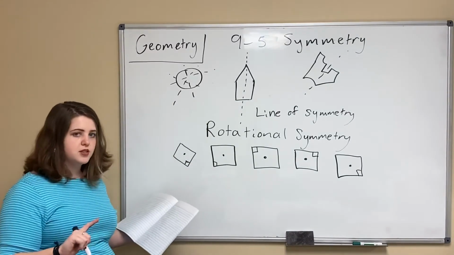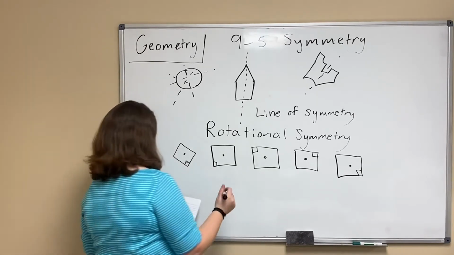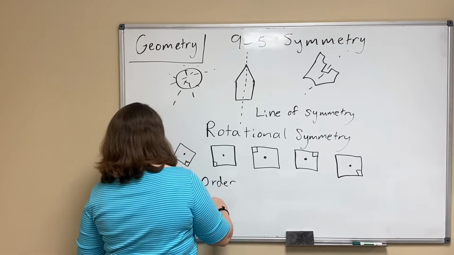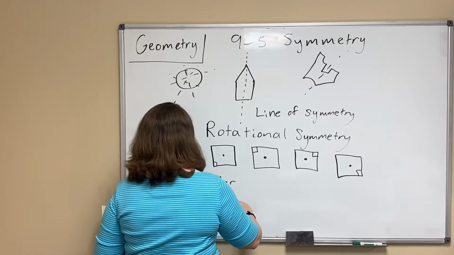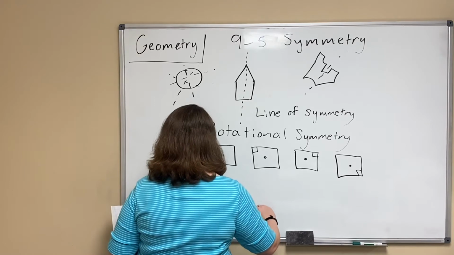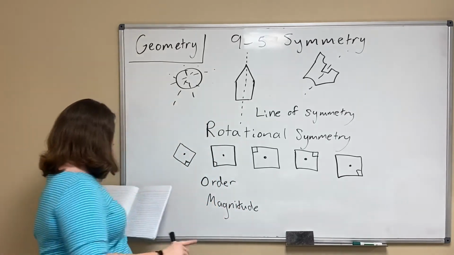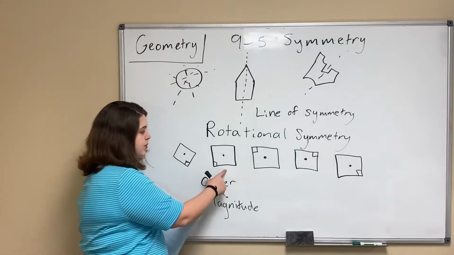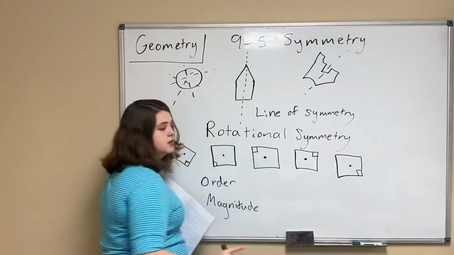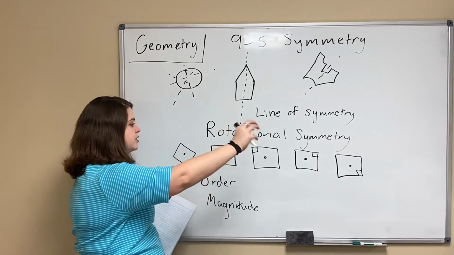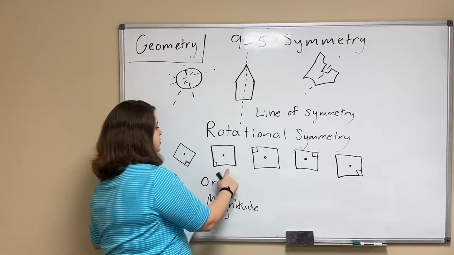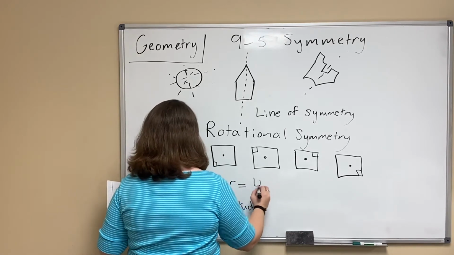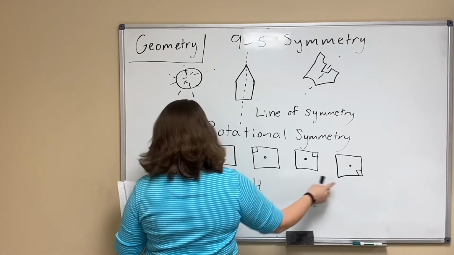When we're looking at rotational symmetry, we have 2 ways of describing it: the order of the symmetry and the magnitude of the symmetry. The order is how many times it can rotate on itself. So with our square, that was 4 times, because I could rotate it 4 different times and it still be itself. So our order for this guy was 4. I could rotate it 4 times.